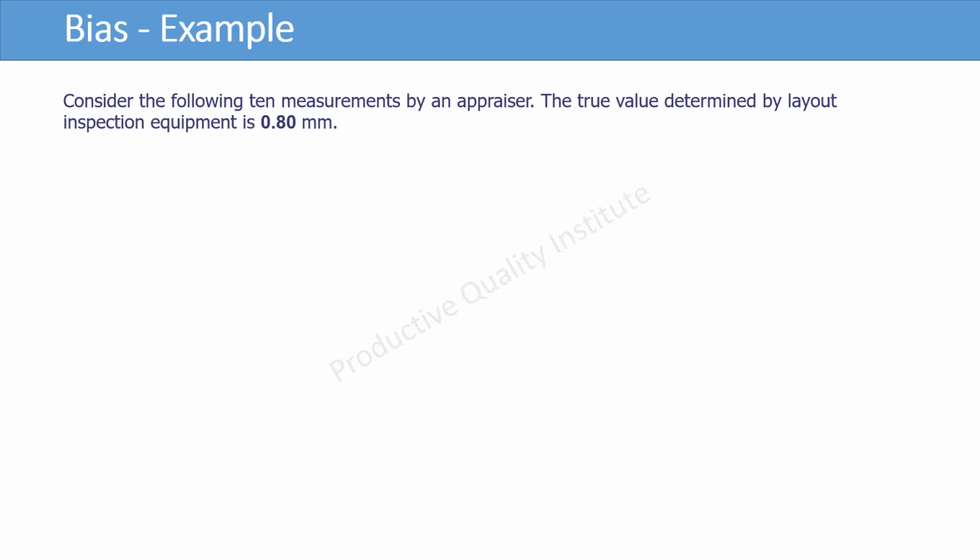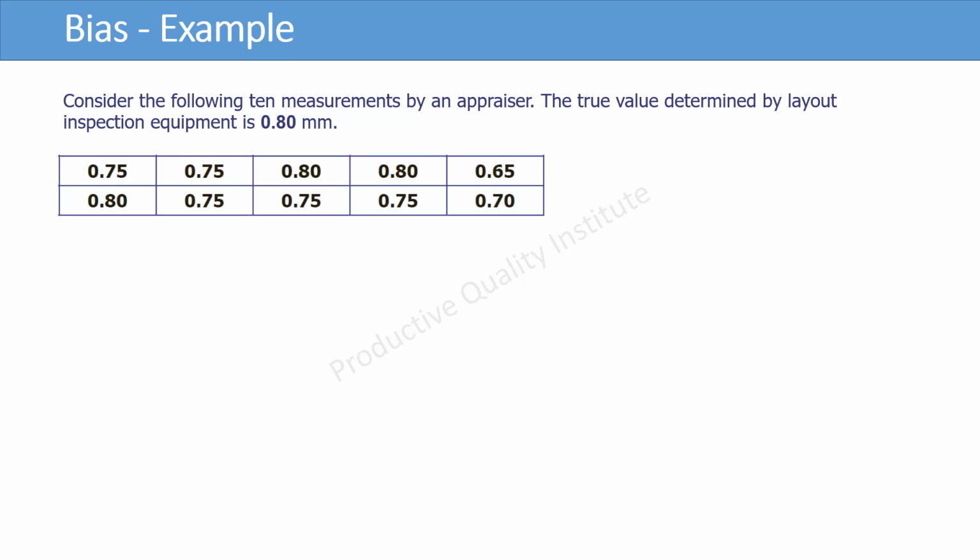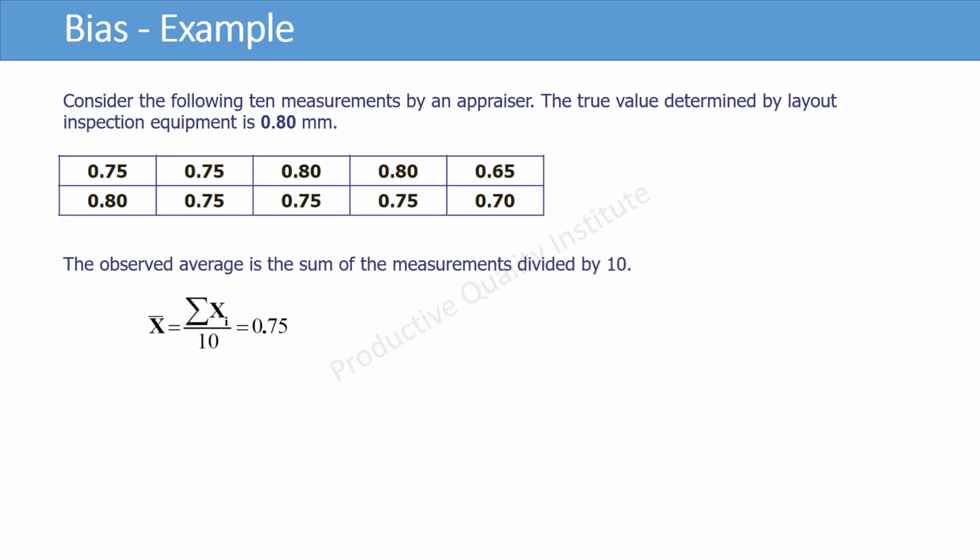Consider the following 10 measurements by an appraiser. The true value determined by layout inspection equipment is 0.80 millimeters. The observed average is the sum of the measurements divided by 10, which is equal to 0.75. Bias is equal to observed average minus true value. Bias is equal to 0.75 minus 0.80, which is equal to minus 0.05.